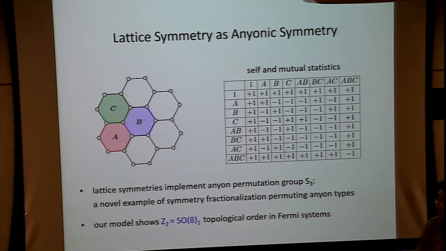So they have the same statistics. If I take 1, A, B, B C, A C, their self statistics and mutual statistics are exactly the same as so-called SO(8) level 1. I'm not really explaining this, but you can just.